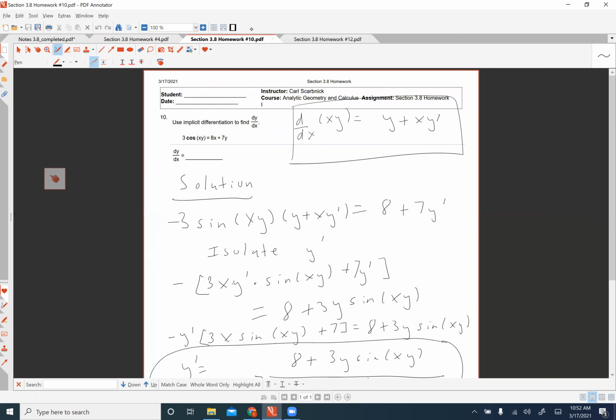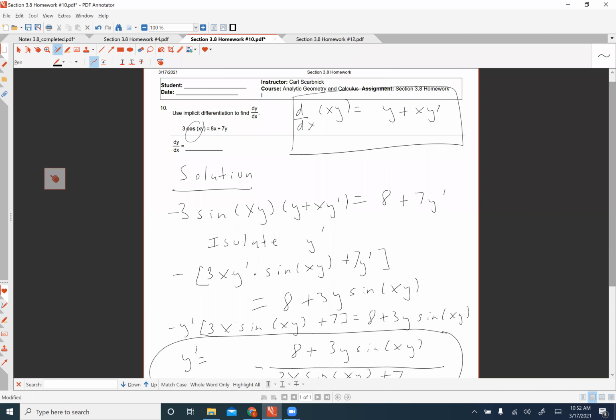Let's look at problem 10. 10 looks like a fun problem. I kind of like this problem because it's likely there'll be one of these on the quiz and on the test. You want to use implicit differentiation to find dy dx.